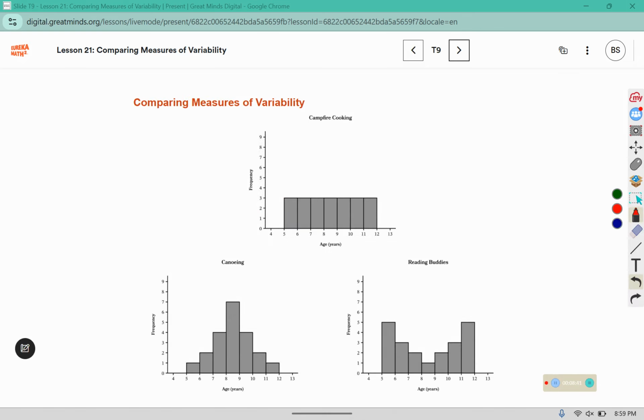Well, let's look at the ranges for each of these. If it's 5, it's going to go in here, but if it's 6, it gets bumped into the next one. If it's 11, it goes in here, but if it's 12, it gets bumped into the next one. So this one has a range from 5 to 11, which is a range of 6. This one goes from 5 to 11 also, which is a range of 6, and for the last one as well.